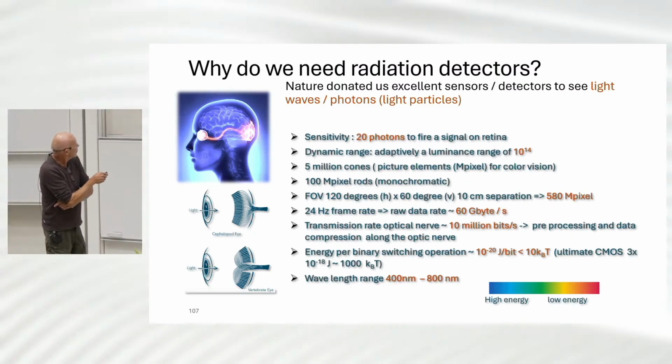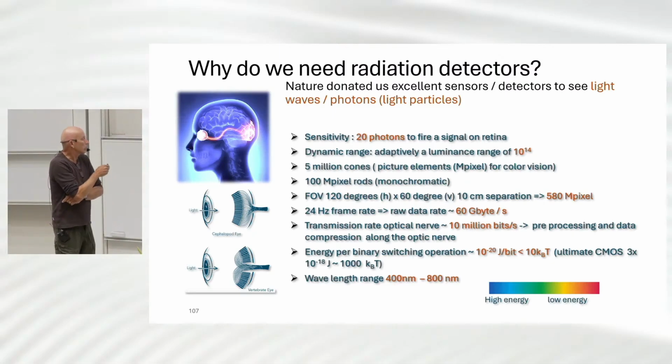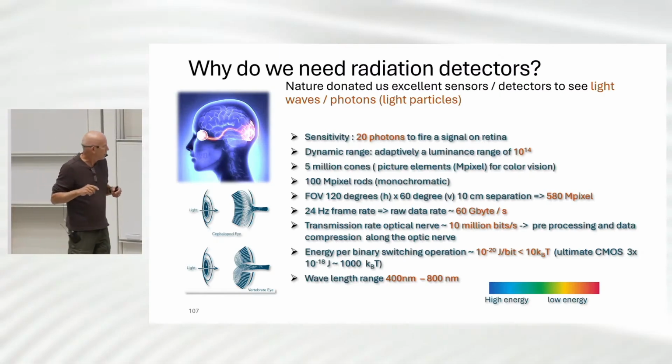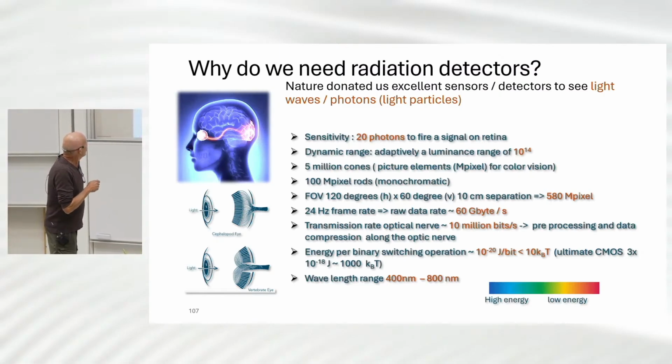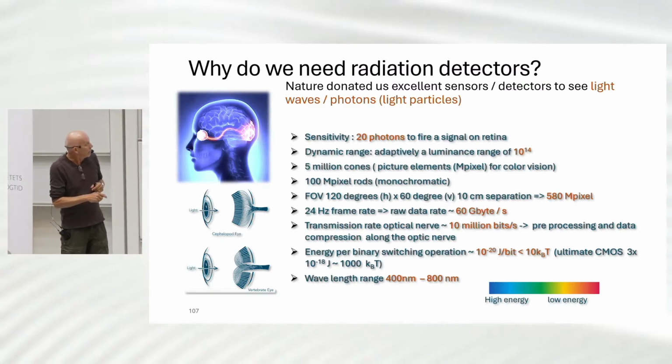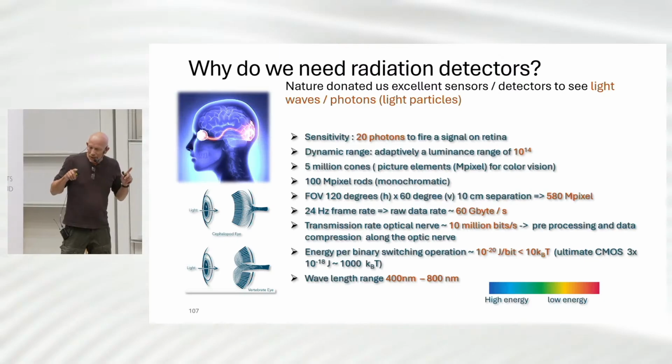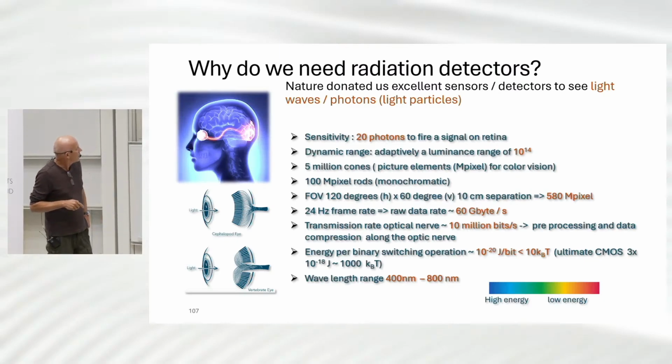Now, the sensitivity of our retina is not that great, 20 photons it requires to fire a signal on our retina. We can do much better right now. Single photon detectors we can build. But we have some sort of picture elements in our eye, and we have a lot of them, 500 million. And these are called pixels.